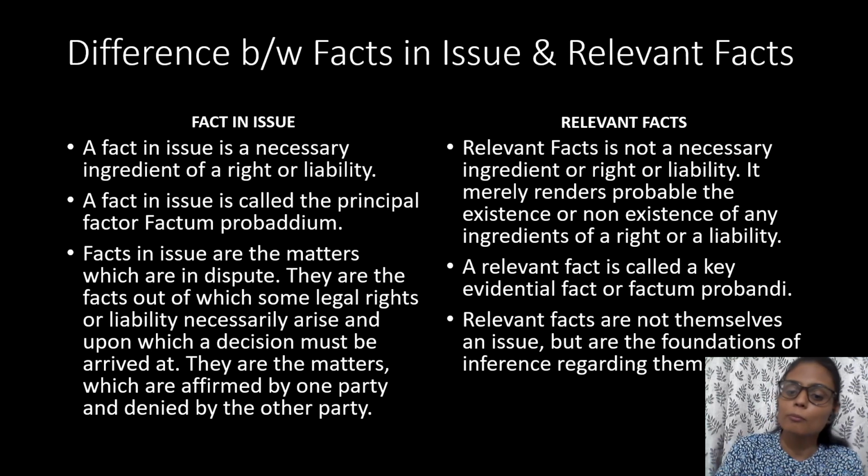All these are very important evidential facts, and we call them factum probans. And factum probandum, on the other hand, are the essential things that need to be proved in order to prove any case.